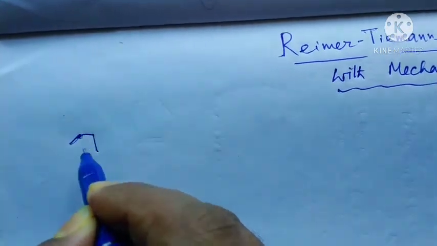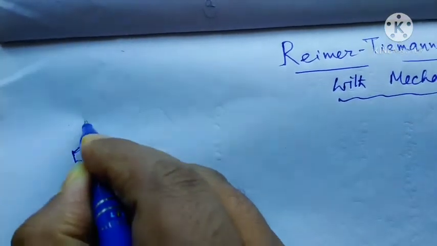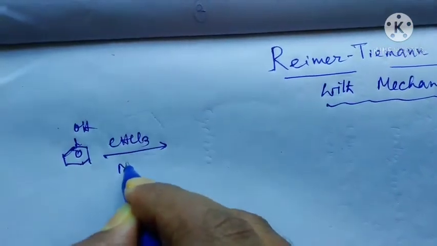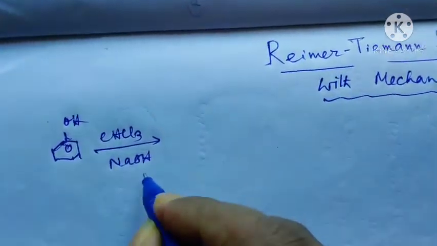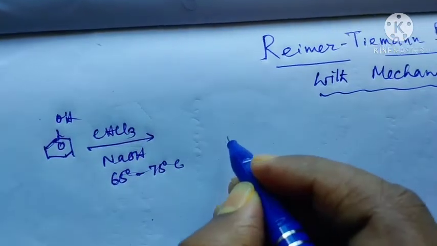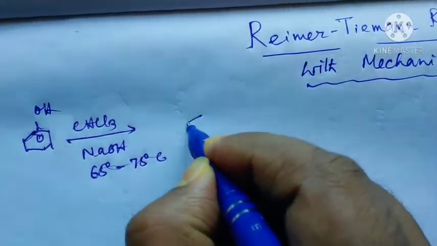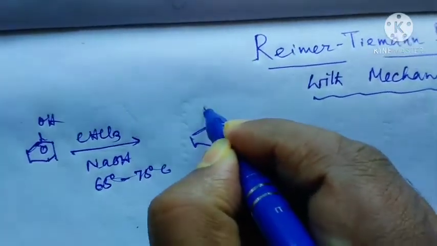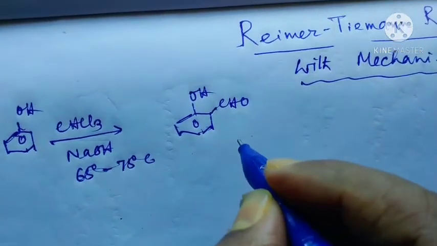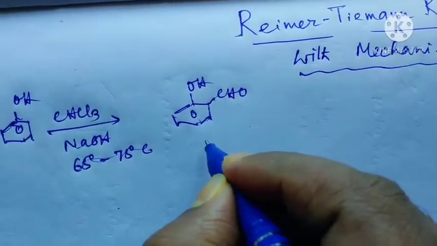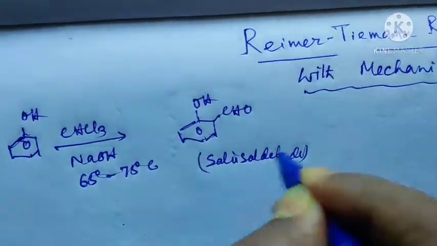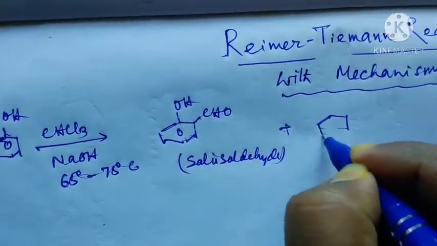So phenol reacts with chloroform in presence of sodium hydroxide or caustic soda at around a temperature of 65 to 75 degrees centigrade. When heated, it actually forms ortho-hydroxy benzaldehyde. This is what we call salicylaldehyde, ortho-hydroxy benzaldehyde or salicylaldehyde. And a para formation also, para-hydroxy benzaldehyde.